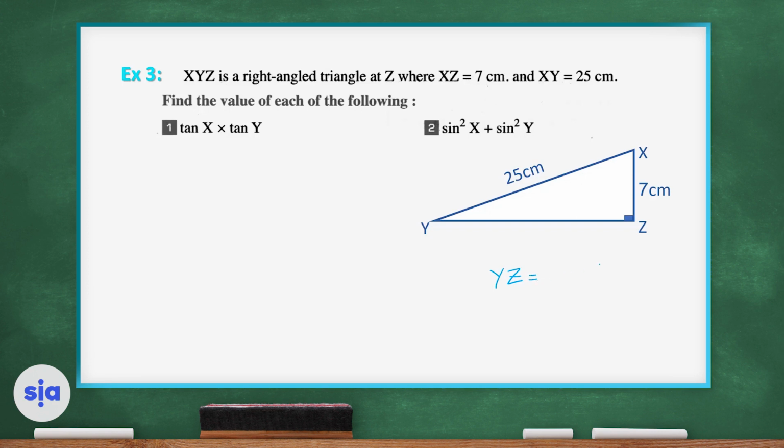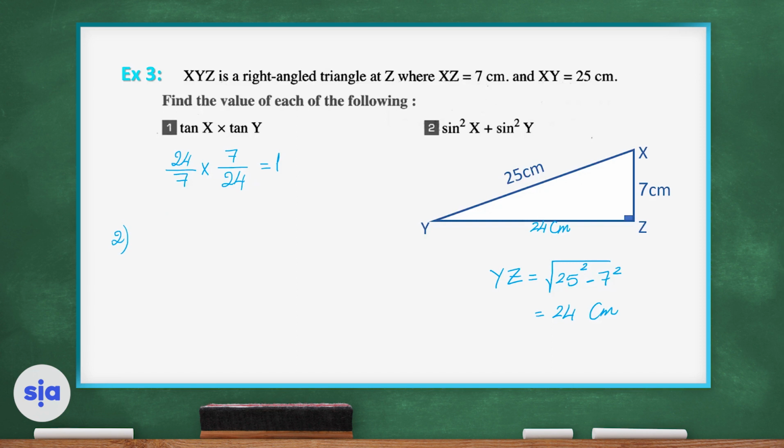So YZ equals the square root of 25 squared minus 7 squared, then YZ equals 24 centimeters. So now YZ is 24 centimeters long. To find tan X times tan Y, you need to find tan X. Tan X equals opposite over adjacent, so it's 24 over 7, times tan Y, which is opposite over adjacent, which is 7 over 24. Then the answer is 1.